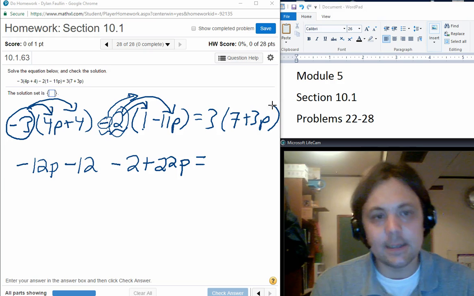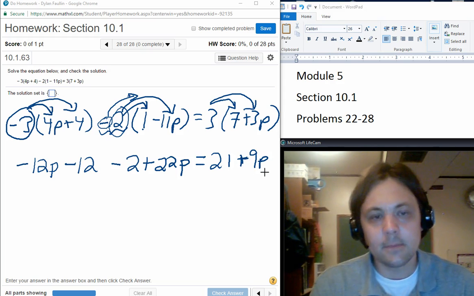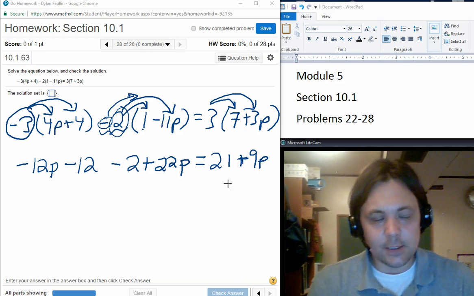And then lastly, to get rid of this last set of parentheses, we'll need to go ahead and distribute the 3. 3 times 7 will be 21. 3 times 3p will be 9p. 3 times 3 is 9. P gets copied down.